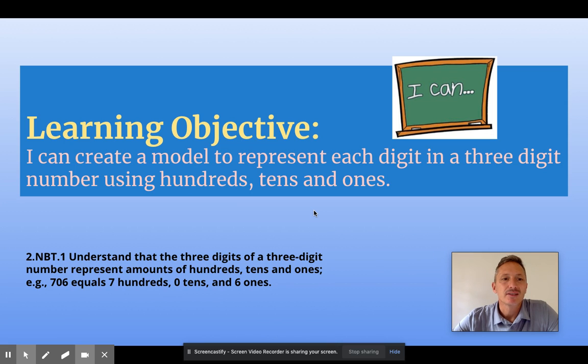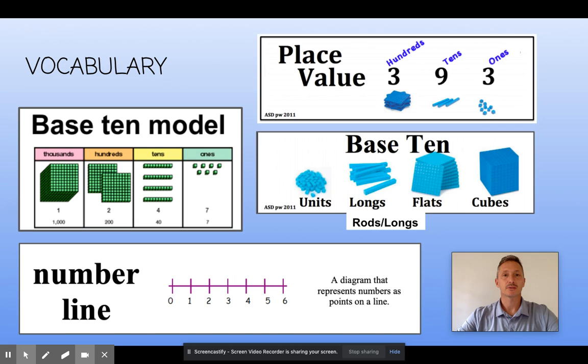Your learning objective is I can create a model to represent each digit in a three-digit number using hundreds, tens, and ones. This is going to be a new unit that we're going to be starting, and we're going to be learning more about place value and using bigger numbers, larger numbers.